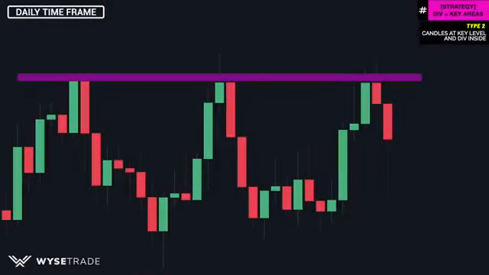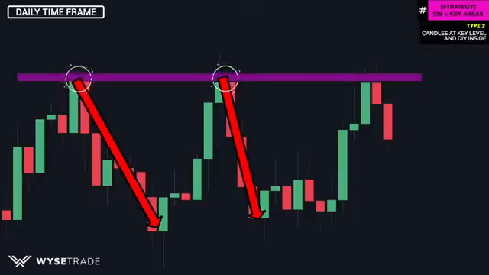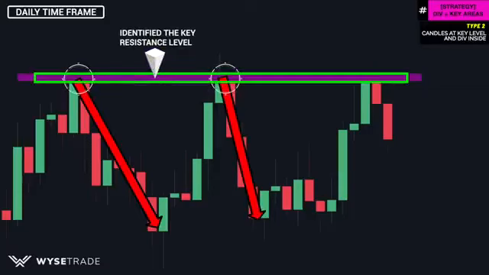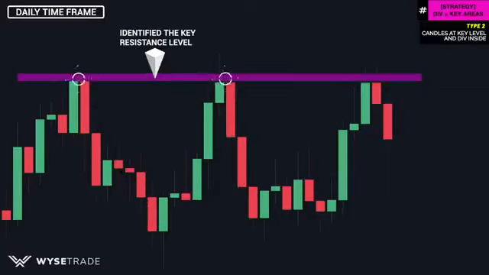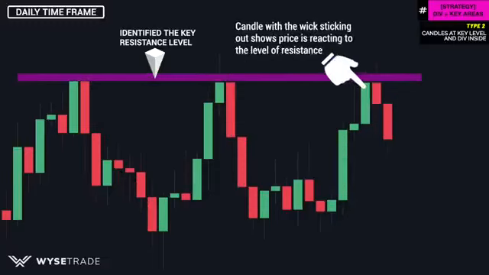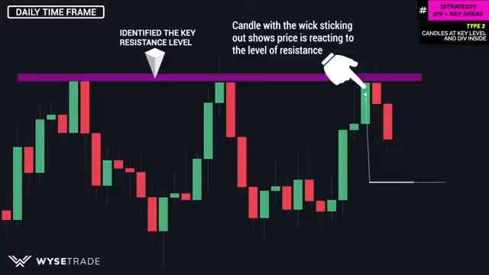So this is the daily time frame. You again spotted these two reversal points, giving you your key level of resistance. So as price came back up, you had this candle here with the wick sticking out, showing a reaction to the level. It's at this point that you would look inside of this candle and start watching the lower time frames and wait to see if you would get a trend change. So let's put the 4-hour time frame beside this one.